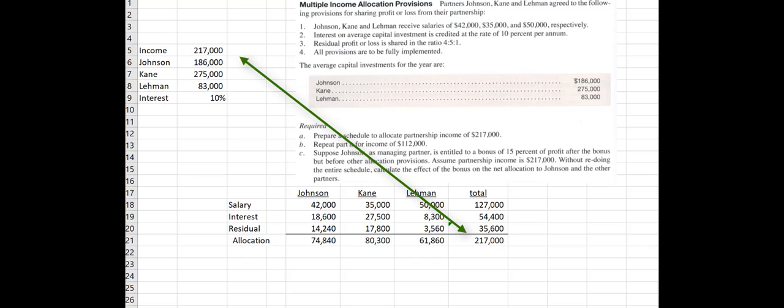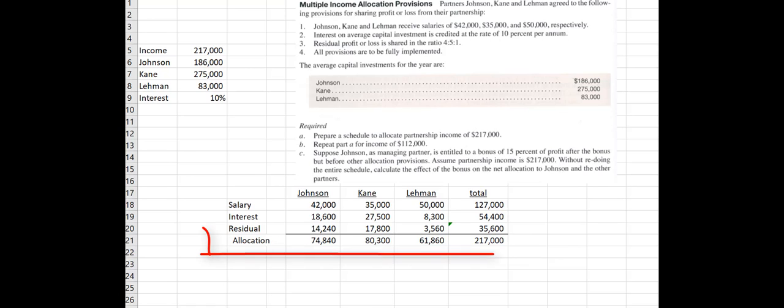A mistake that some students will make, they'll get to that residual row, and they'll want to do the entire 217 on that row in addition to salary and interest, and that is incorrect. You can't allocate any more or less than the partnership's income. The partnership's income in Part A is 217. You have to allocate exactly that amount among the three partners in total. No more, no less.